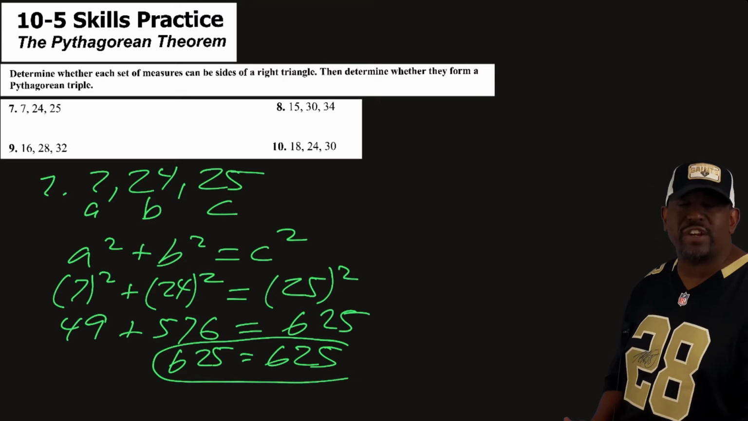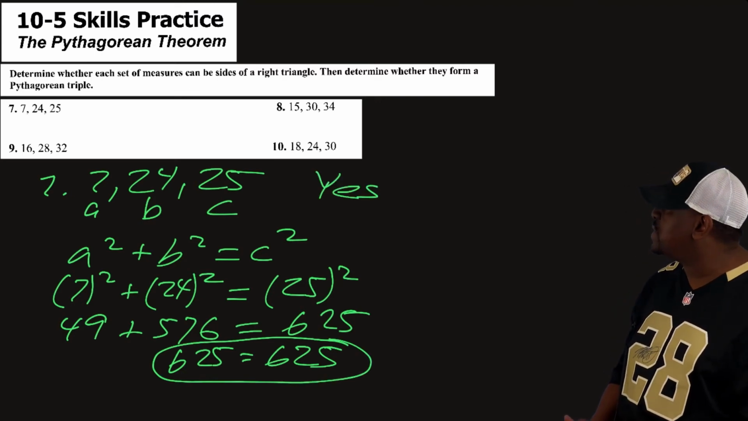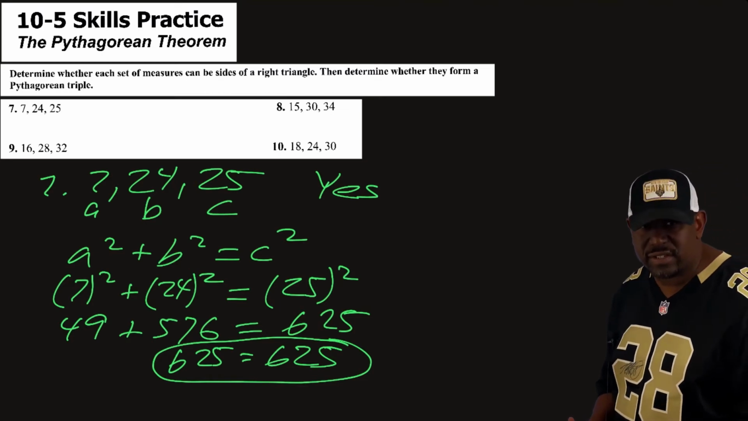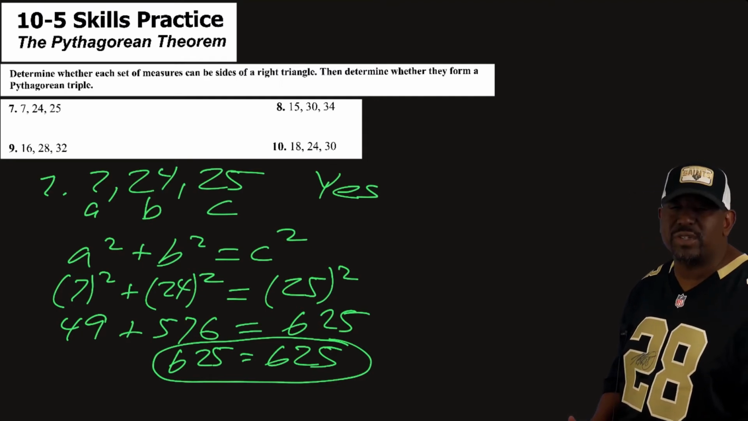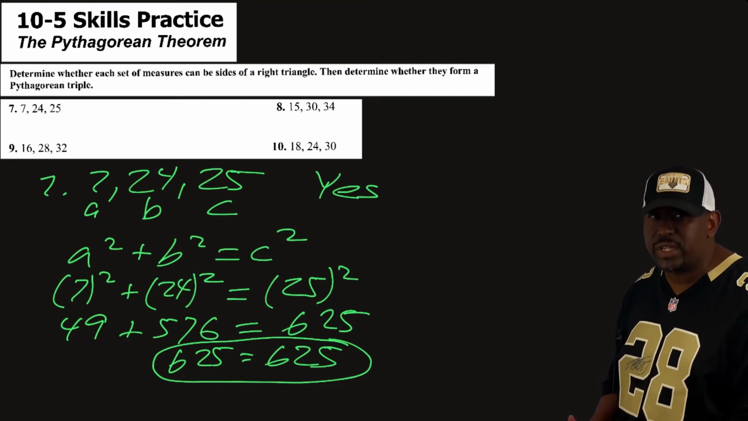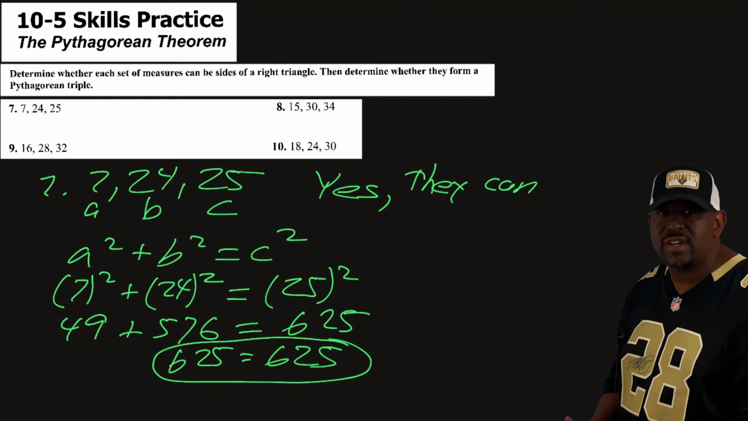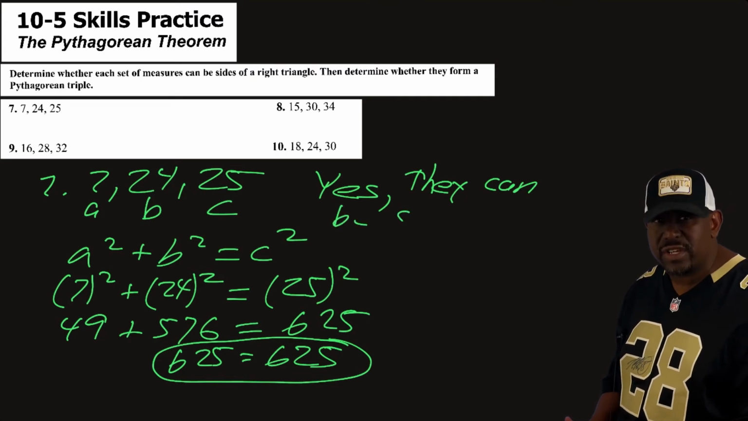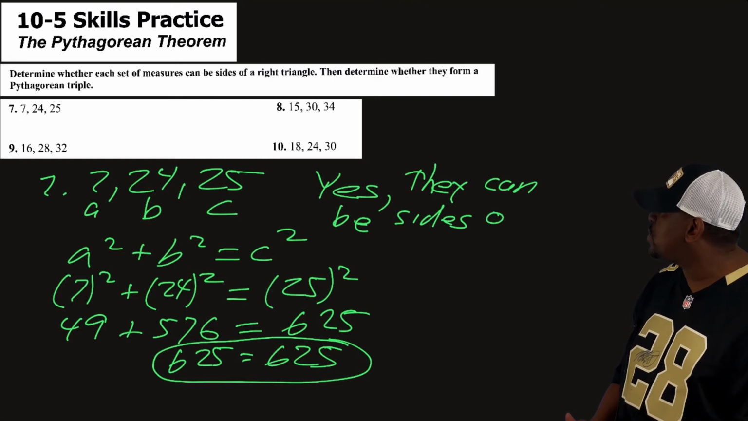Well, yes, they are equal. So what does that mean? That means these 3 sides could be the sides of a right triangle. That's the first question we have to answer. And then determine whether they form a Pythagorean triple. The answer to that question would also be yes, because 7, 24, and 25 are all integers, and we know they form a right triangle, so they have to be a Pythagorean triple.